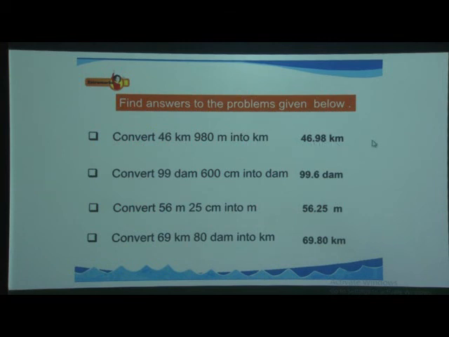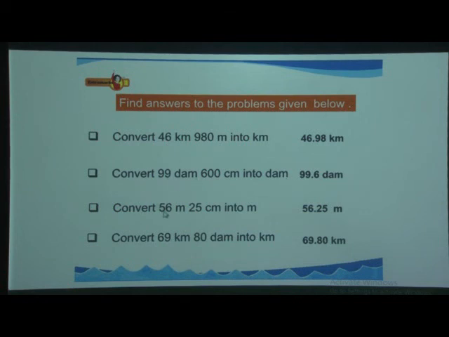46.98 kilometer. If you write a 0 here, it's no issue, it's correct only. 46.980 is also correct. Next, convert 99 decameter 600 centimeter into decameter. Here the answer will be 99.6 decameter, because we have to convert into the larger unit.